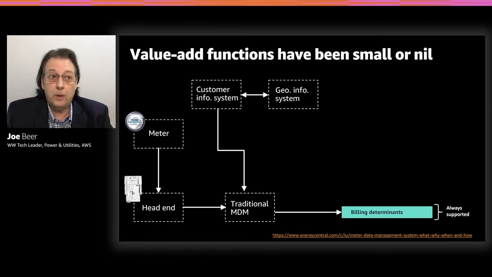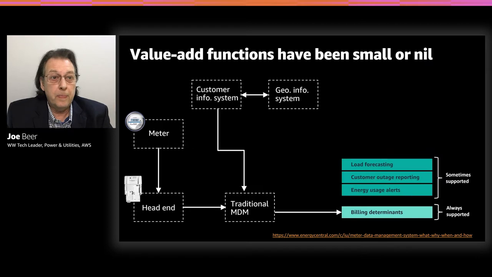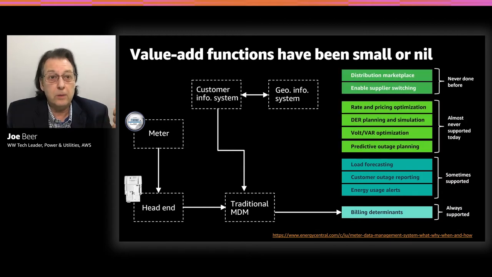So the meter data flows from the meter to the head end into the MDM, where a little bit of customer data gets mixed in with it to produce what all utilities must, which is the billing determinant. And this is the information needed so they can produce a bill. Sometimes they're doing these other use cases, such as load forecasting and outage notification, outage reporting. A fair amount of utilities do that.